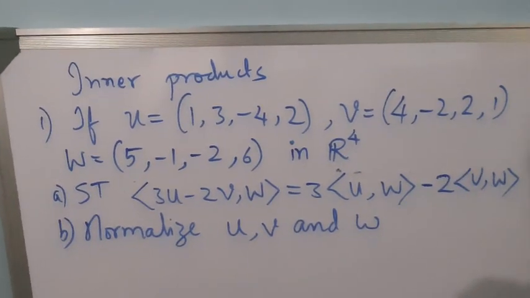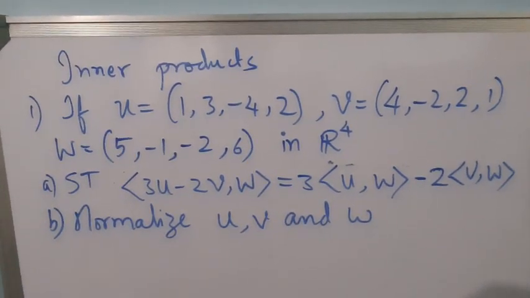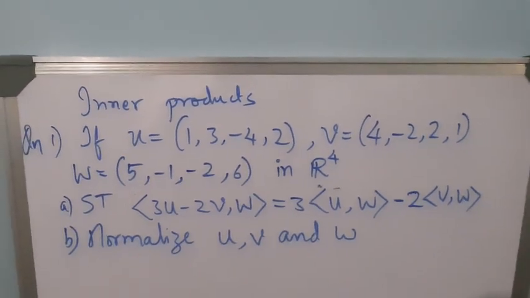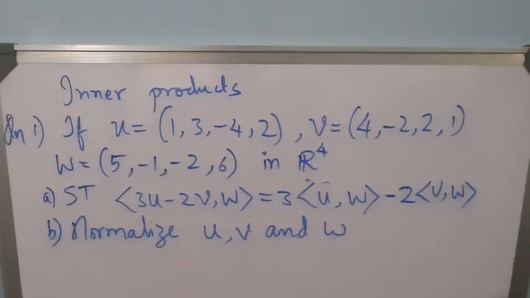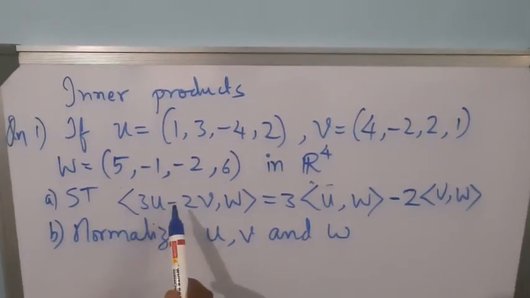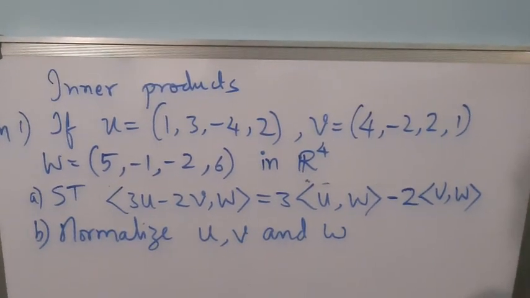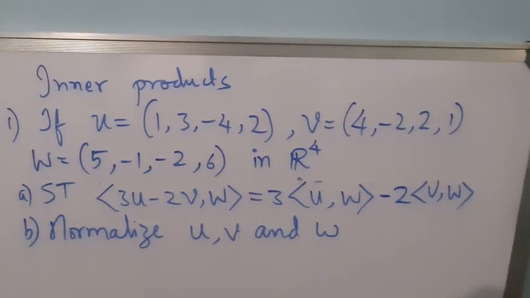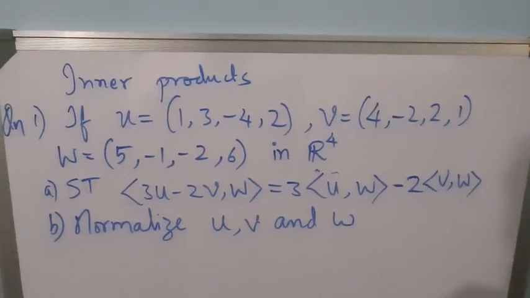Hello students, in this lecture we will be solving some problems related to inner products. The first question is, if u, v and w are vectors in R4, show that the linearity property is satisfied, where we have taken a equal to 3, b equal to minus 2. So inner product of 3u minus 2v with w is equal to 3 times inner product of u, w minus 2 times inner product of v, w, and normalize u, v and w.